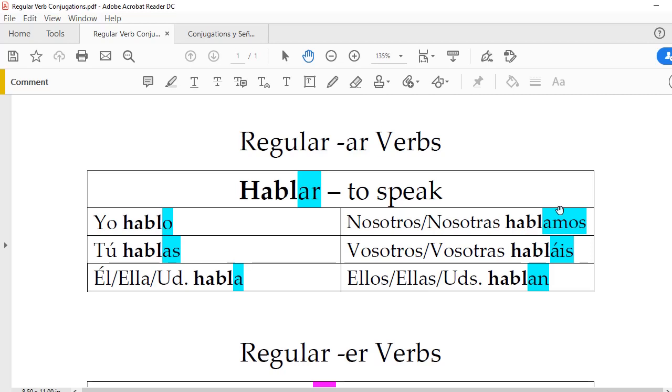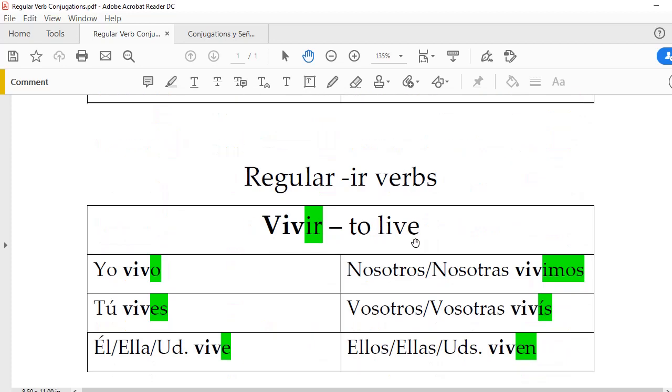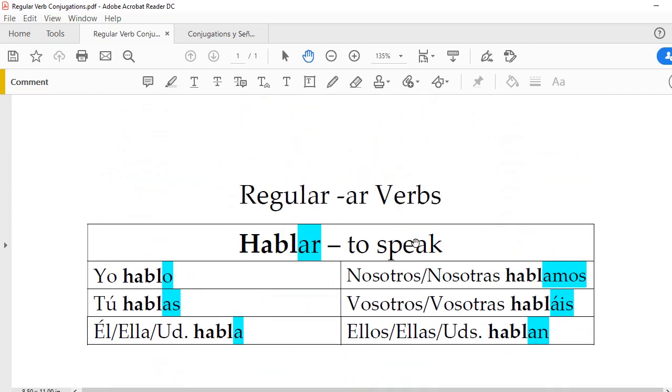So anyway, what I have here on this first document is how to conjugate regular AR verbs, regular ER verbs, and regular IR verbs. You'll notice in each one that I have made the root of the verb, the main part of the verb, bold, and then I have highlighted the endings, so that way you can see how the root stays the same no matter what, and the ending is what changes.